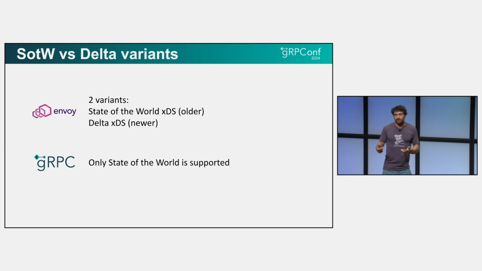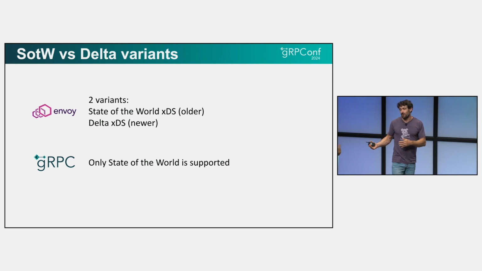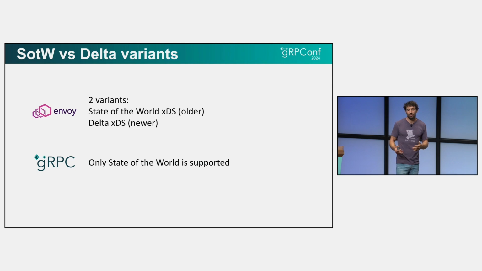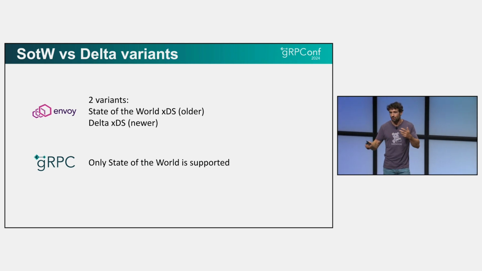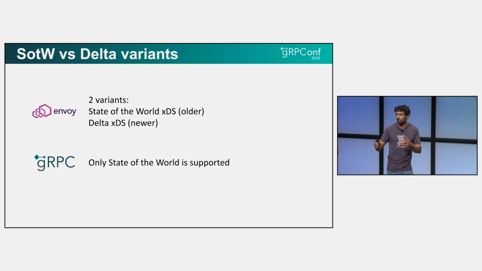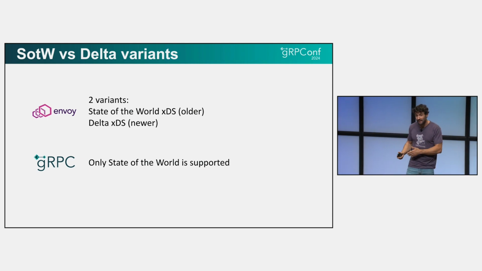The second problem that we ran into with the transport protocol was with the variant of the transport. There are two variants of the xDS protocol. One is state of the world, which is the older version. And another one is a newer, more efficient variant called Delta, where you don't have to resend all the resources for clusters and listeners. I'm not going to get into details of what they are exactly, but the important thing is that gRPC only supports state of the world, and our control plane only supported Delta. So that was something that we also had to address.